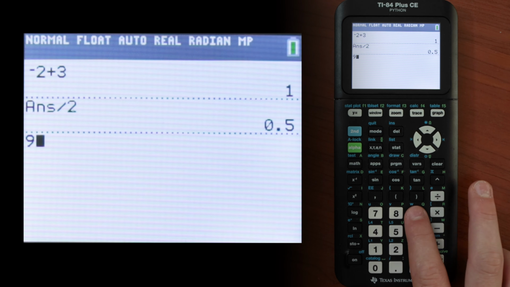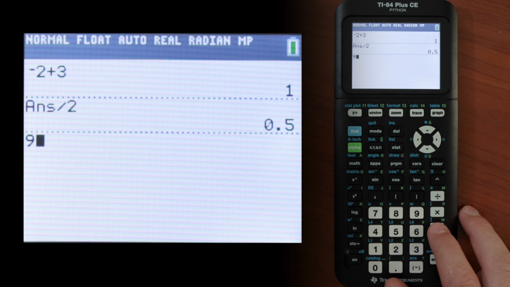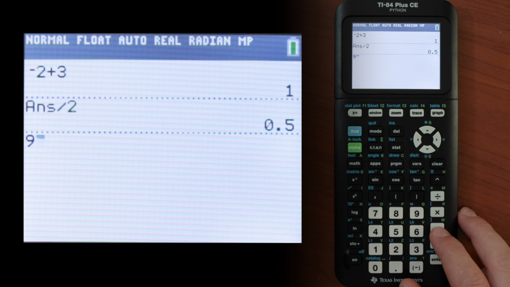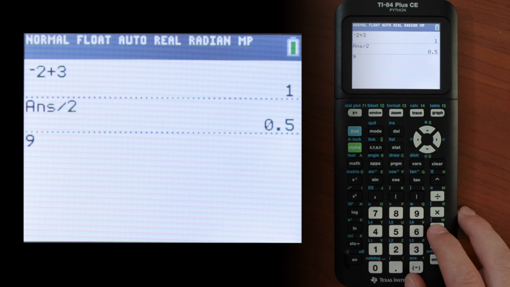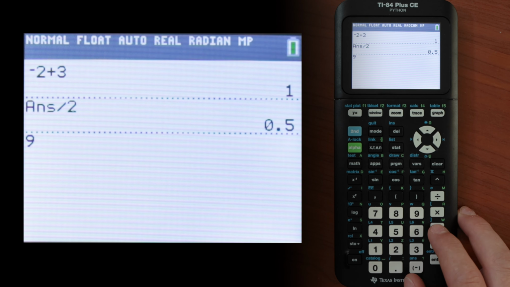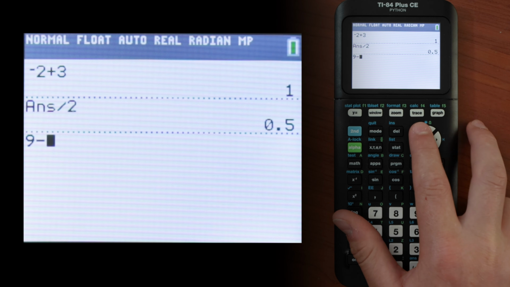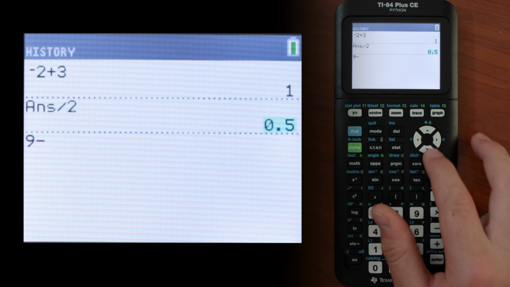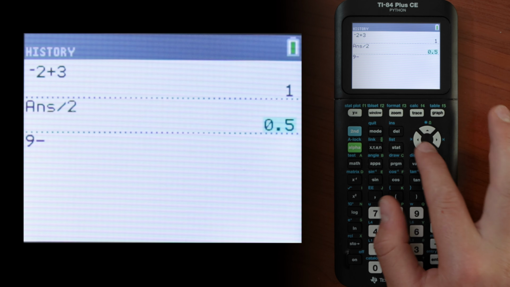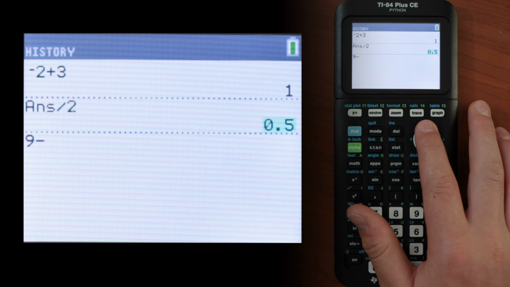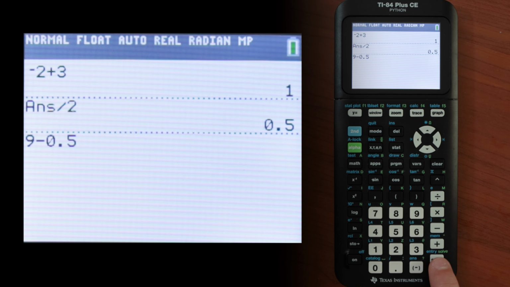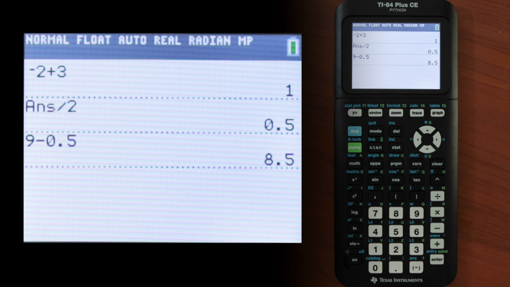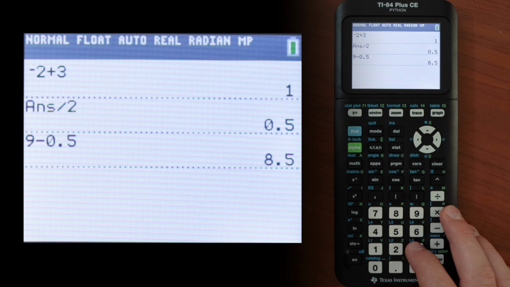Now, finally, just supposing that we want to use an answer in an arithmetic expression. Then what we can do is write something like 9 minus, scroll up, navigate upwards using these arrow buttons, and select 0.5, and enter again, and we will get 8.5. And that's really all you need to know for arithmetic.